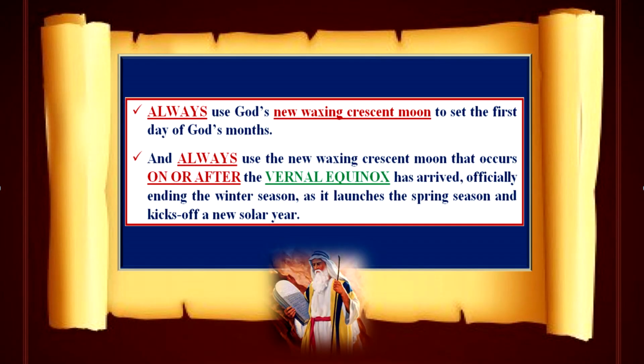Number one, you have to always use God's new waxing crescent moon to set the first day of God's months. And number two, you must always use the new waxing crescent moon that occurs on or after the vernal equinox has arrived, officially ending the winter season as it launches the spring season and kicks off a new solar year.